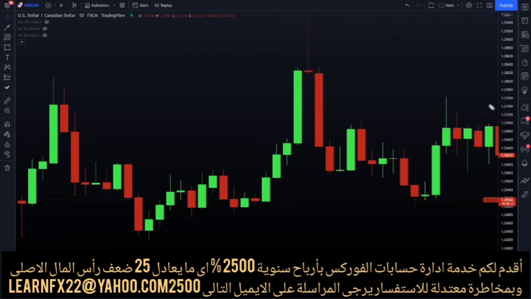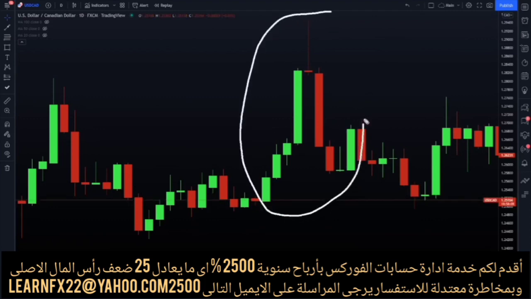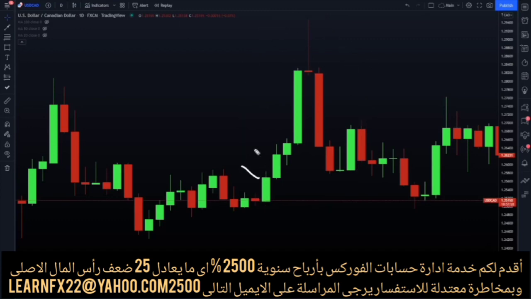So here's the thing. Let's look at the story of what's happening in these candlesticks for a second. Okay, so we've got the USD Canadian dollar. So we're looking at the dollar against the Canadian dollar, the quote here, or the exchange. I want you to look at these candles here on the left, and then we'll take a second look at the candles on the right.